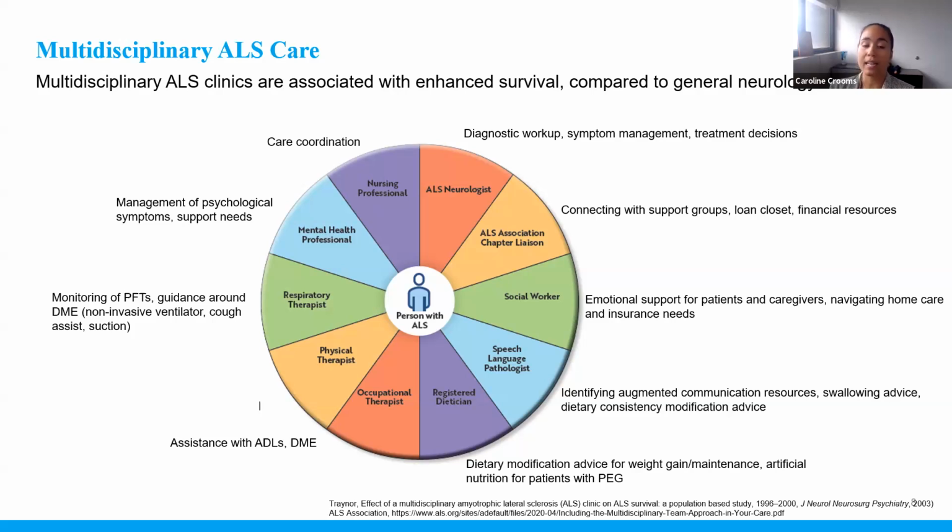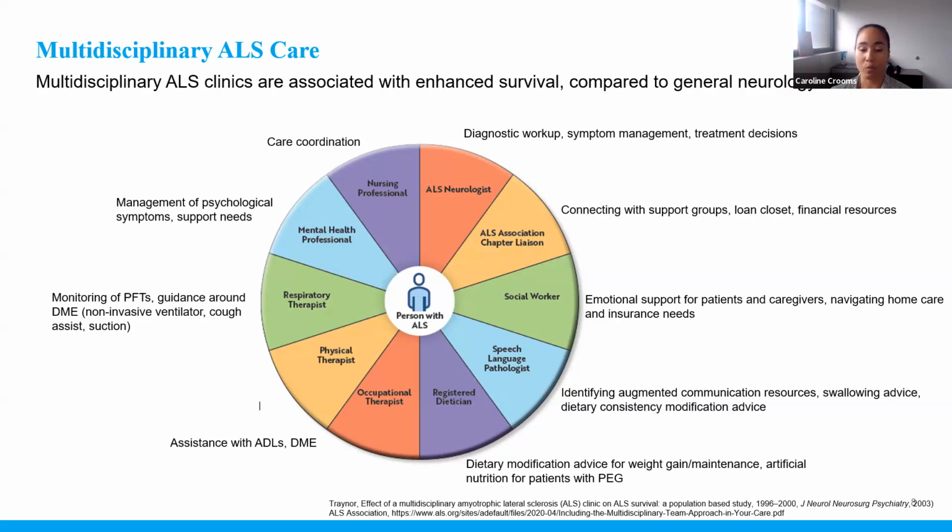Speech pathologists help with the speech deficits and also with swallowing. So unfortunately, a lot of speech therapies that might be used in other populations don't really work for ALS. So it's actually most important to identify augmented communication resources. People do things like text-to-speech apps. They may have an eye gaze device, and what is appropriate for one person may not be appropriate for another. So the speech pathologist can help with that. Swallowing advice, and sometimes dietary consistency modification advice.